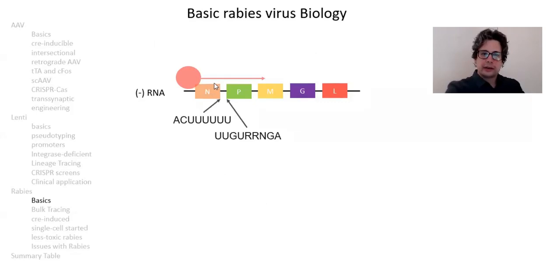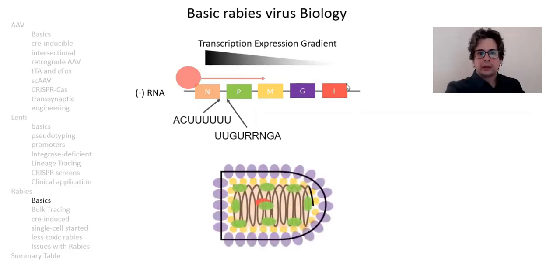And whenever it stops one set of transcription, there's a chance the L will just fall off and start over, or it'll continue to the next one, which ends up producing this transcription gradient where you have more of this and less of that, which is important for the packaging of things in general, where you need very little of the L, but you need a whole lot of the N to form the nucleocapsid, as well as a lot more of the P to put it all in there, the matrix, and so on and so forth.